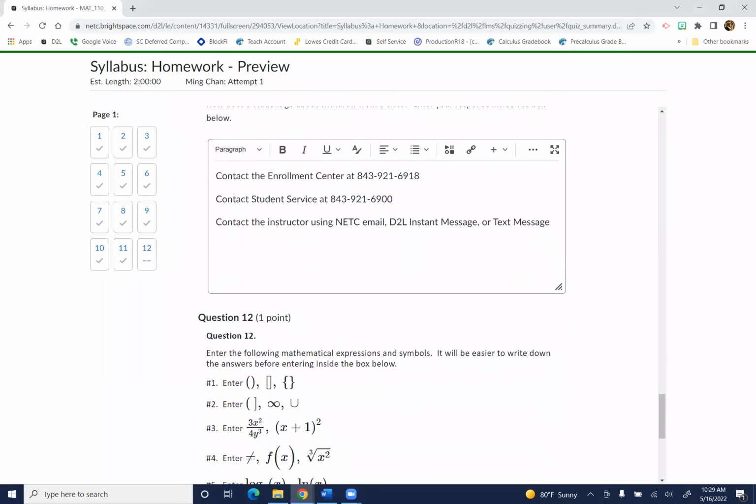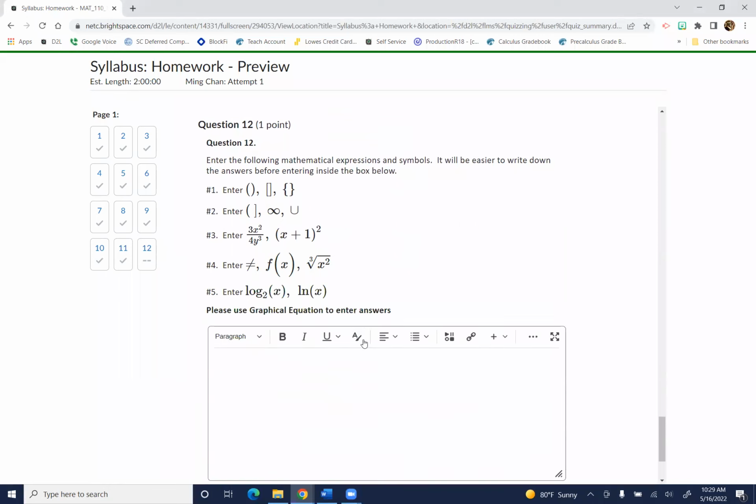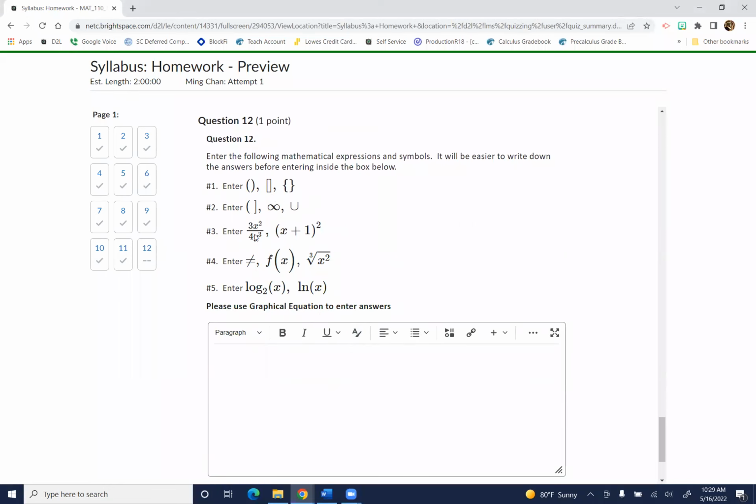All right, number 12. I'm going to show you how to enter some of the mathematical symbols you'll be using this semester, using graphical equation. So whenever you see it, please use graphical equation.